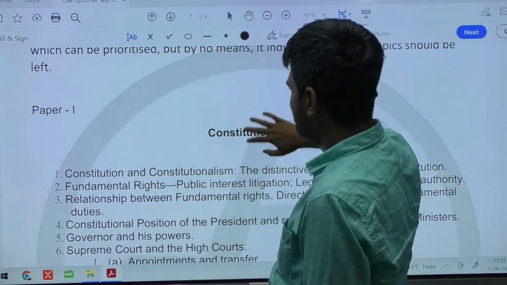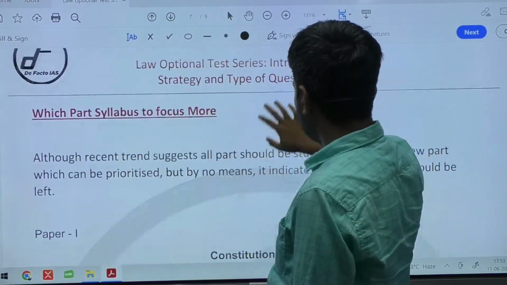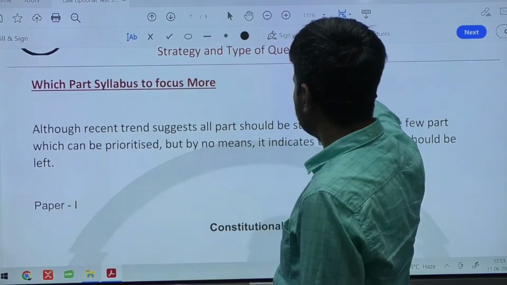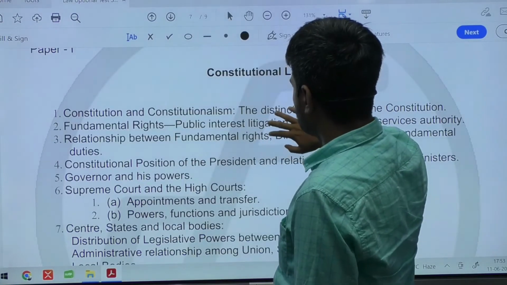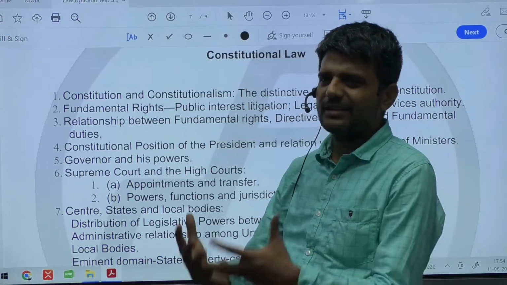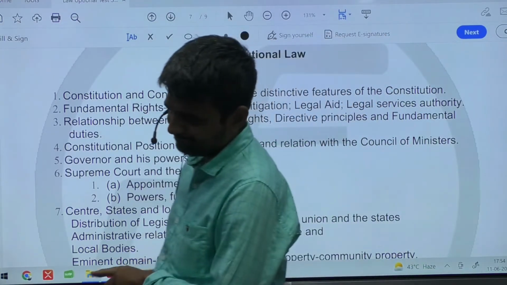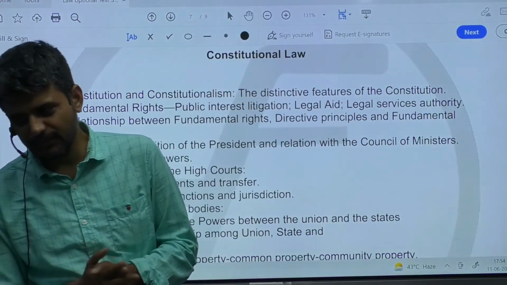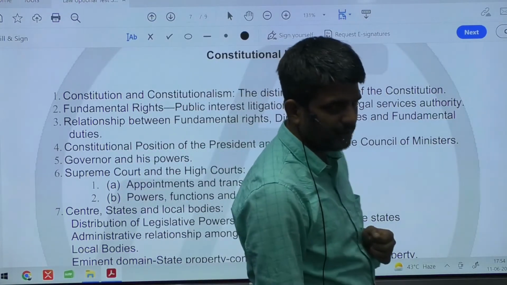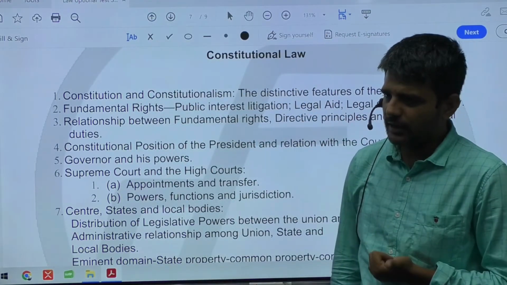या विच पार्ट ऑफ द सिलेबस टू फोकस मोर, ये कोई मतलब नहीं है, पहले ये इंपॉर्टेंट था लेकिन अब ऐसा कुछ नहीं रहा, लेकिन फिर भी मैं थोड़ा सा बताता हूँ। कॉन्स्टिट्यूशनल लॉ में इंटर रिलेशनशिप पे फोकस थोड़ा करना है, ठीक है, एंड कनेक्टेड विद पीआईएल, खासकर टॉपिक नंबर 2 and 3 कनेक्ट विद पीआईएल, लीगल एड, पीआईएल.